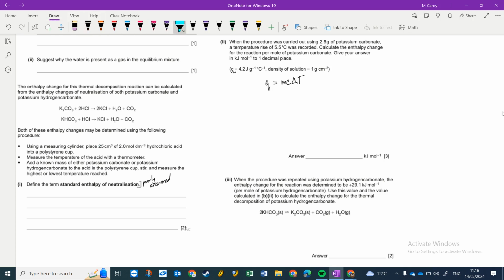So here it is, right? So that's our m. They've given us c. Delta T they've given us as well. All right, so Q is equal to 25 by 4.2 by 5.5, and that's going to come out as 577.5 joules. Okay, we're not going to worry about pluses or minuses at this stage. It is an exothermic process, but we'll worry about that later.